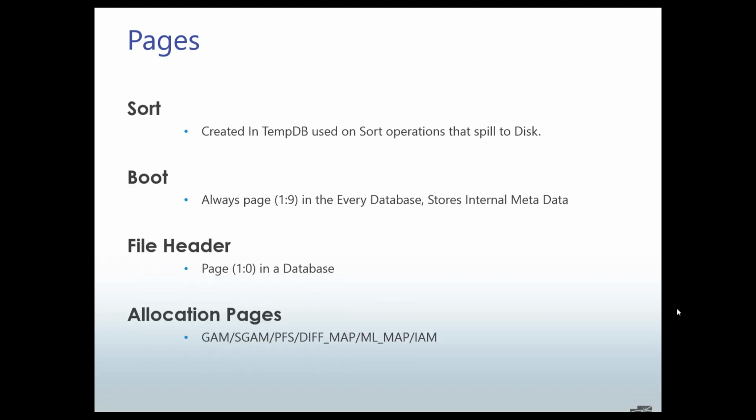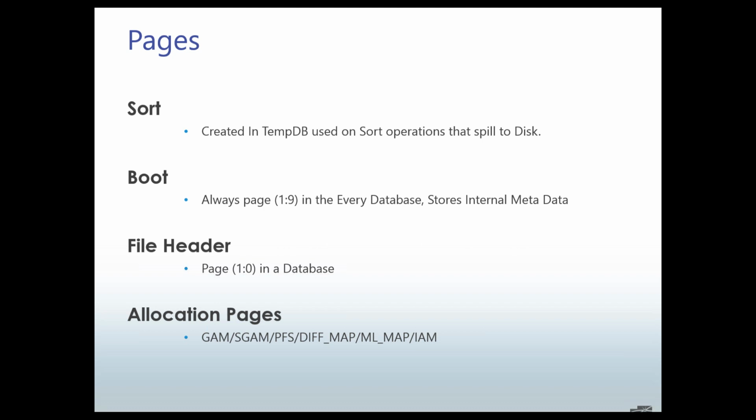We also have sort pages. Sort pages are created in TempDB, typically when we have an order by operation or if we have a merge join operation. We could have a spill to disk, which will be identified in our query execution plan, and it'll let us know that we have a spill operation. Sort pages are created whenever we have to order something, though, and it's not physically ordered that way on disk.